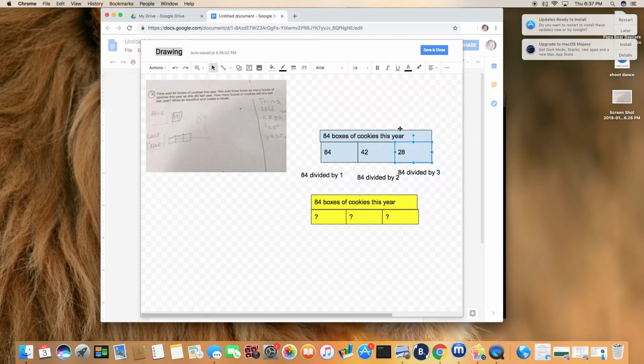But what this does help me with as a child, I can say, okay, I've got 84. I know that only a portion of what I sold last year is what I sold this year. And now I just need to figure out what this is, one of these thirds. So then that would kind of guide them to knowing that they need to choose division as the correct operation and hopefully eventually take them to 28 boxes of cookies.